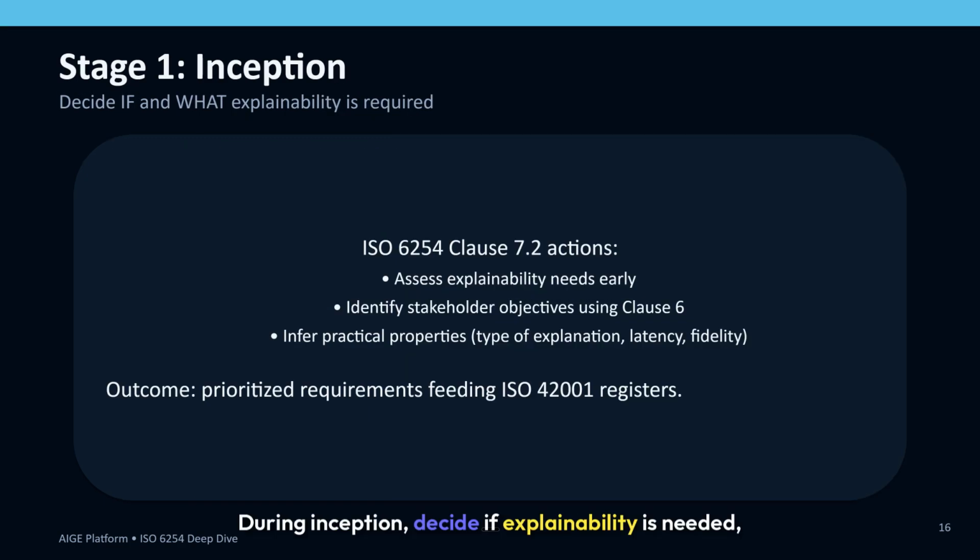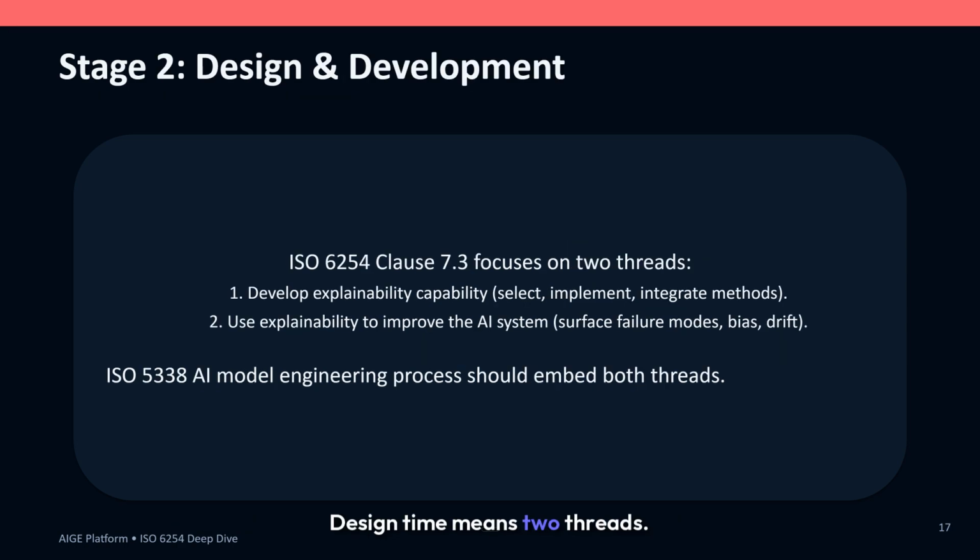During inception, decide if explainability is needed, which stakeholders care, and what properties matter: latency, fidelity, presentation. Capture those requirements before any model work begins. Design time means 2 threads. Build the explainability capability itself and use explainability insights to improve the AI. Pick methods, wire them into the pipeline, and let the insights drive model upgrades.